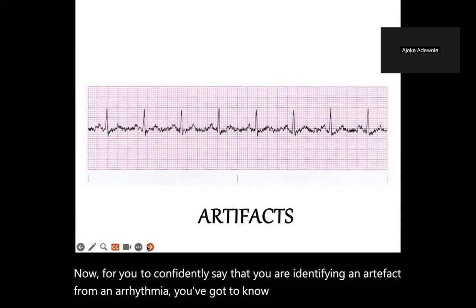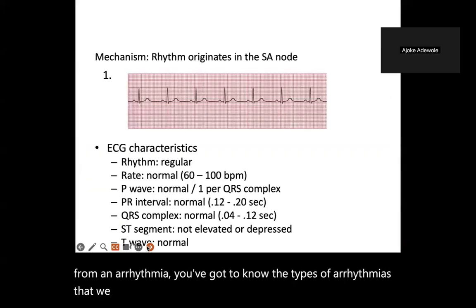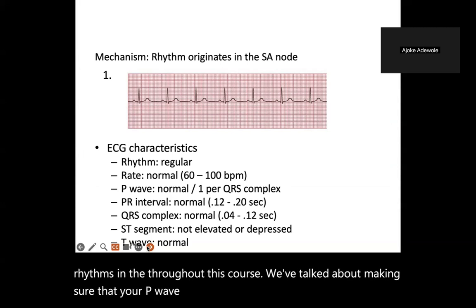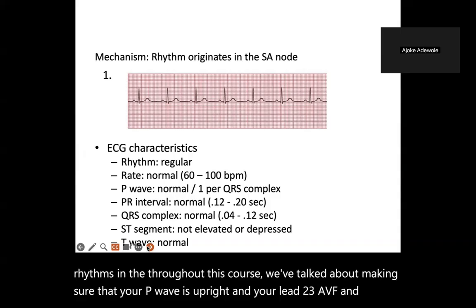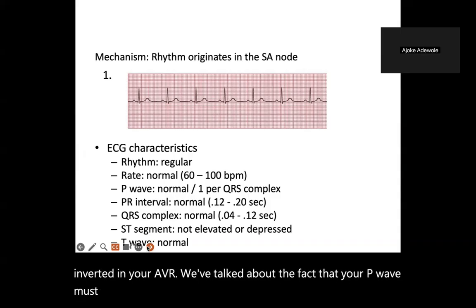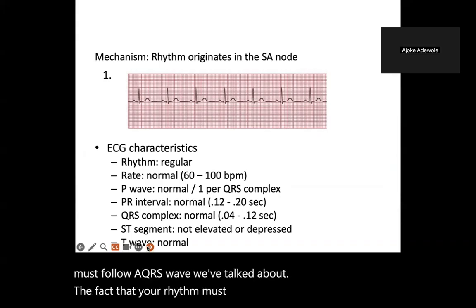Now, for you to confidently say that you are distinguishing an artifact from an arrhythmia, you've got to know the types of arrhythmias that we have. We've talked about identifying sinus rhythm throughout this course. We've talked about making sure that your P wave is upright in leads II, III, and aVF and inverted in aVR. We've talked about the fact that your P wave must be followed by a QRS complex. We've talked about the fact that your rhythm must be regular for you to consider it a sinus rhythm.